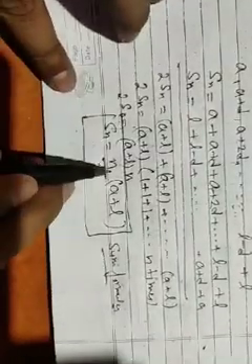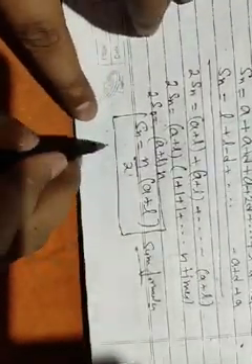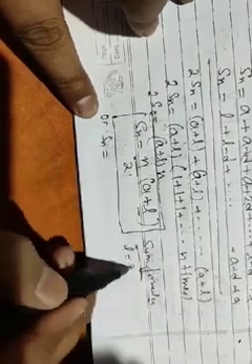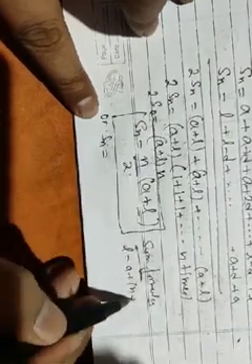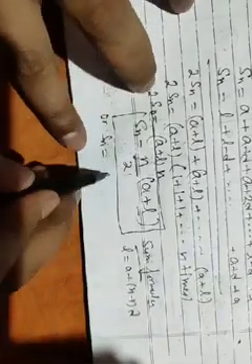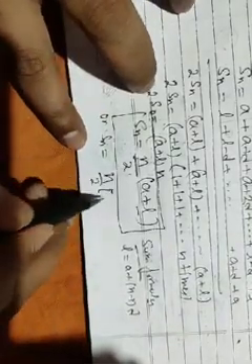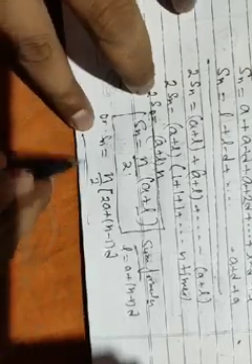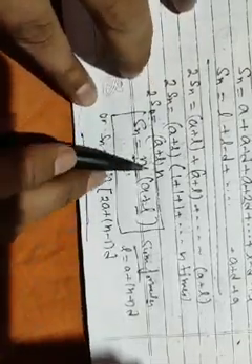Our sum formula is what? n by 2 times A plus L, or when we put L equal to A plus n minus 1 D, then our sum formula turns to n by 2 times 2A plus n minus 1 D. This is our sum formula for the arithmetic progression.